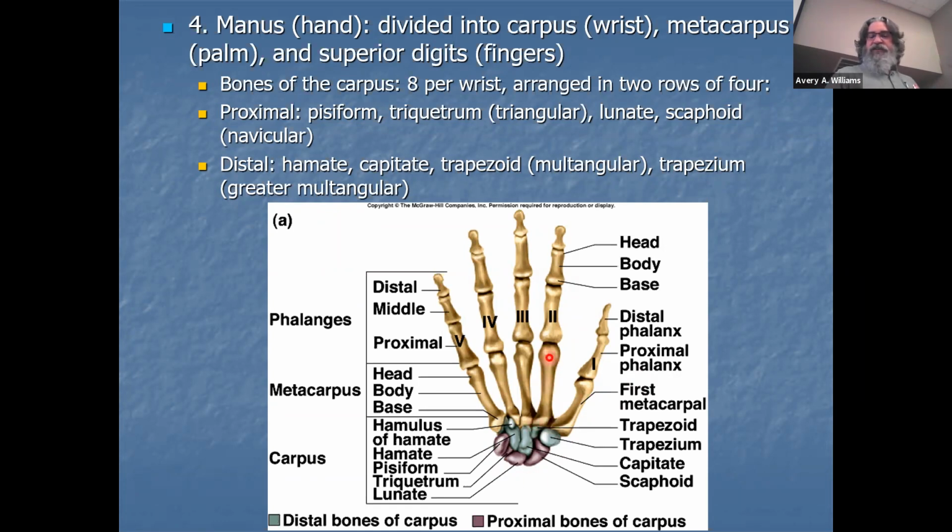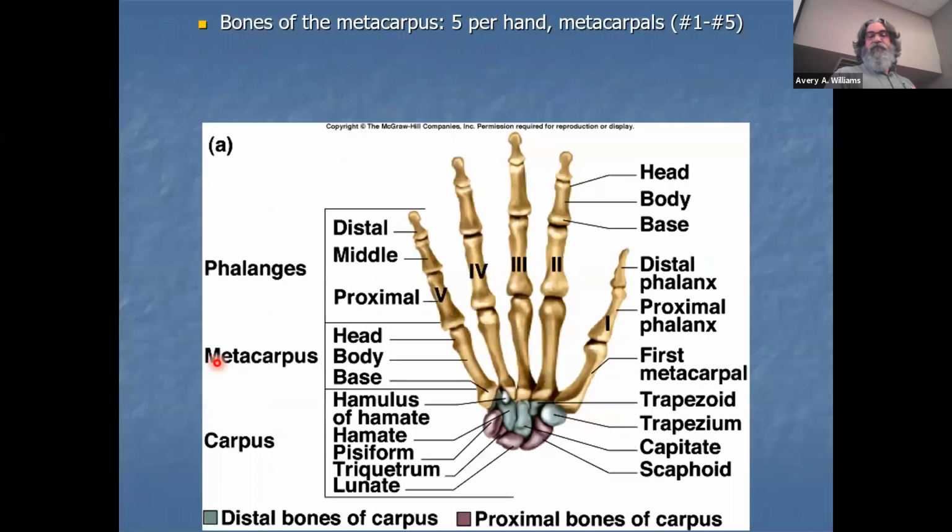Trapezoid articulates with the 2nd metacarpal, and the trapezium articulates with the 1st metacarpal, the one that supports the thumb. Anyway, there's that. And those are your 8 carpal bones. What's next? Well, next is pretty easy.